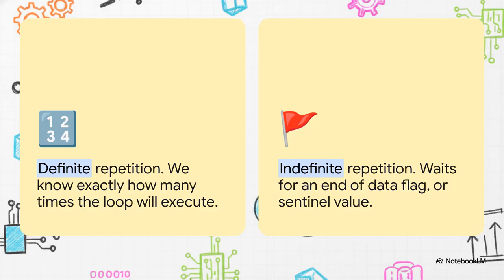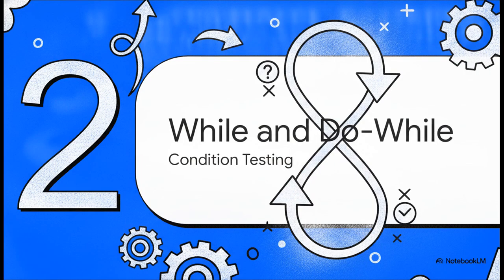Now, on the right, we've got sentinel-controlled repetition. This one's indefinite. We don't know the exact number of iterations in advance. Instead, the loop just keeps chugging along, processing data, until it hits a specific sentinel value, basically an end-of-data flag. Moving on to Section 2, while and do-while loops.